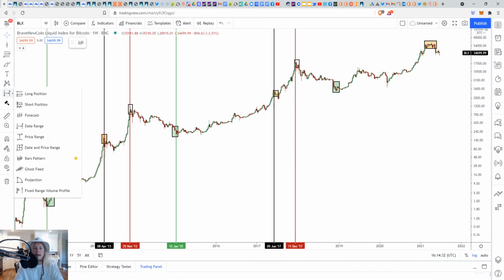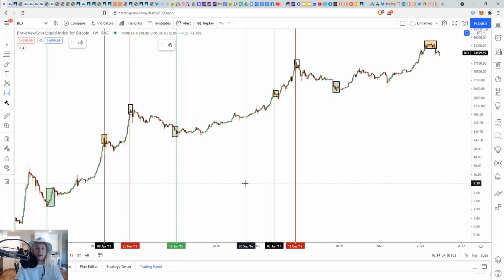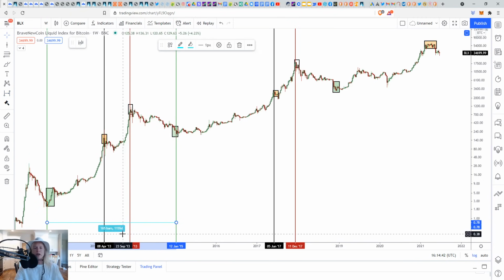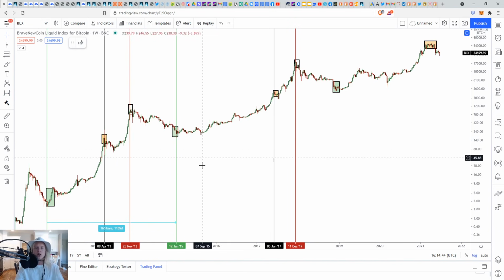And what's really interesting, guys, is you can actually take this date tool and you can actually analyze even further. So in this situation, this one's going to be a little bit different. From the low of this move to the low is only going to be about 1,155 days. So we're quite a few months away from being at a 4-year threshold.